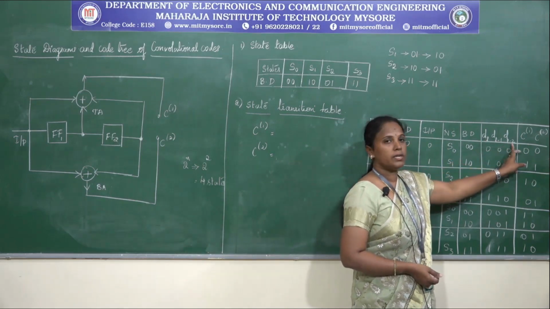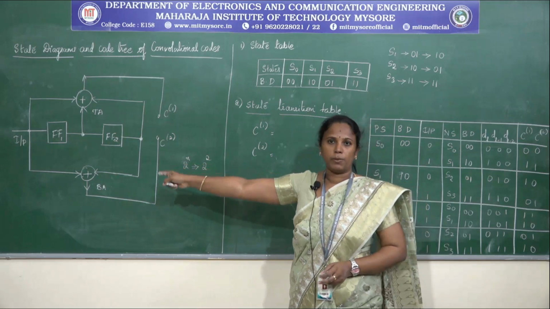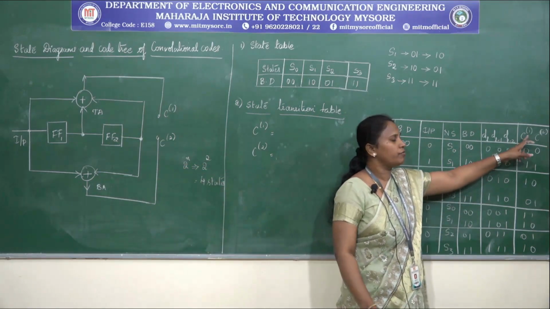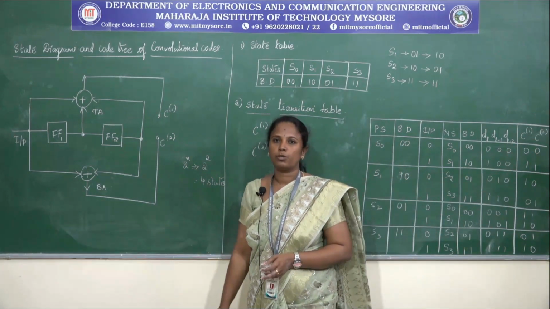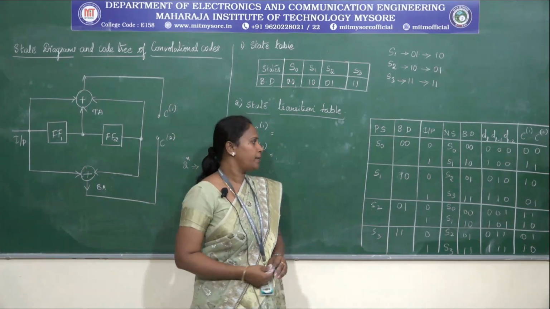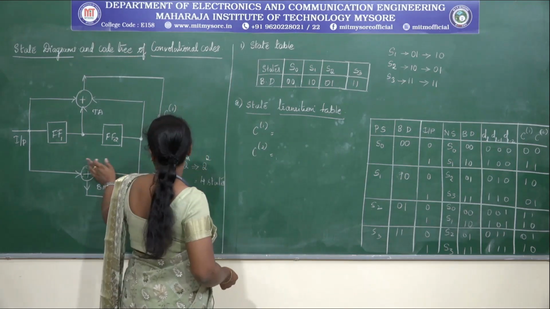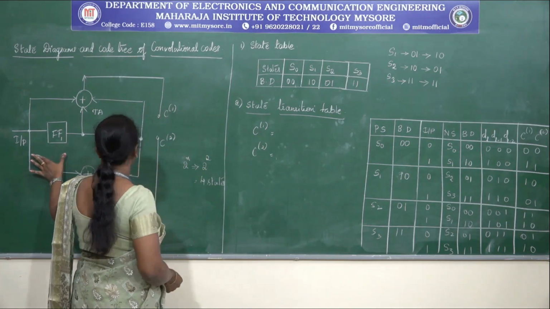Then D L, D L minus 1 and D L minus 2 are the inputs that we apply with respect to the encoder diagram, and C1 and C2 are the outputs. Here also we are going to perform the XOR operation. Now, what are C1 and C2? They are calculated from the diagram here.